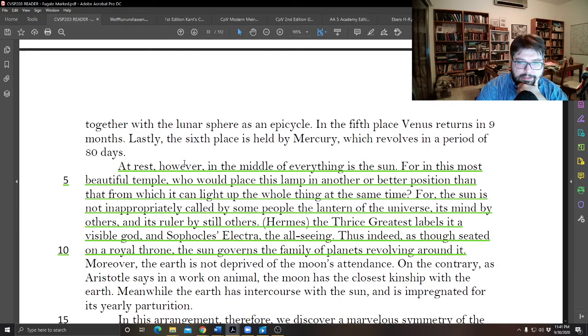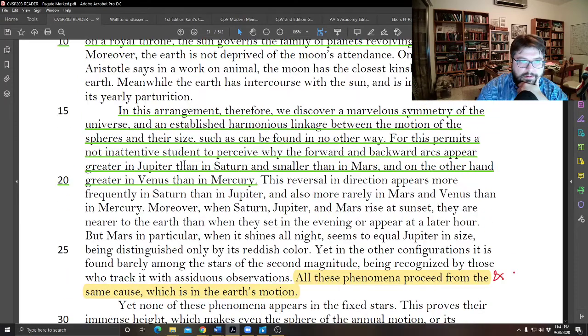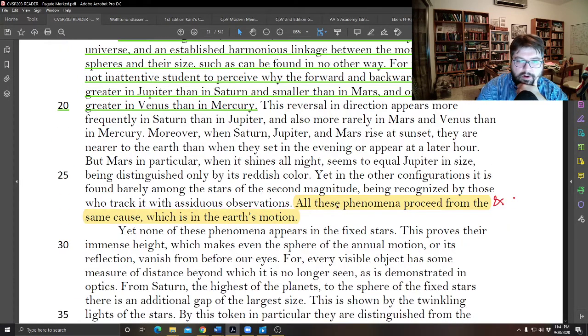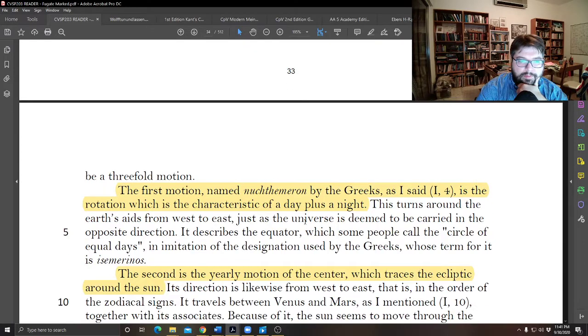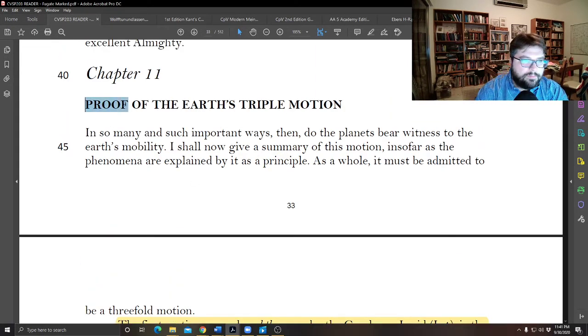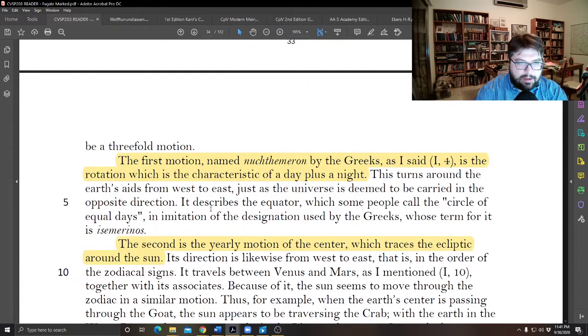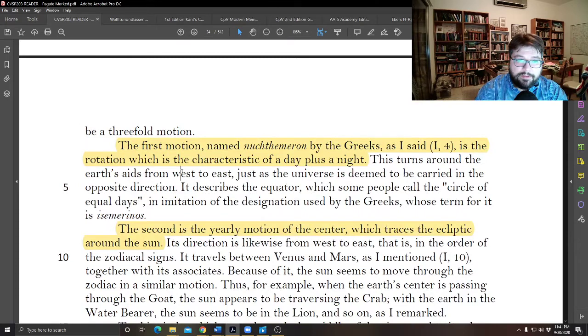Let's see. I think we may be nearing the end. He goes through and talks about the motions and the retrogrades. Again, all these phenomena proceed from the same cause, which is the Earth's motion. Proof of the Earth's triple motion. Now, you can't be fooled by these words proof, because he doesn't prove anything here. He just explains it, right? And he talks about the three motions.